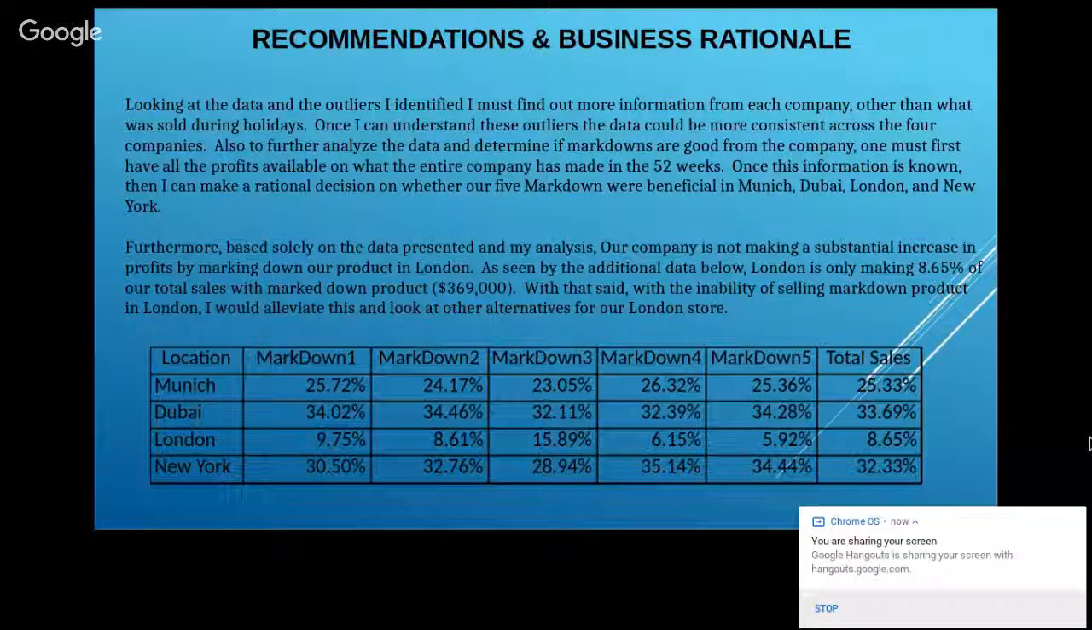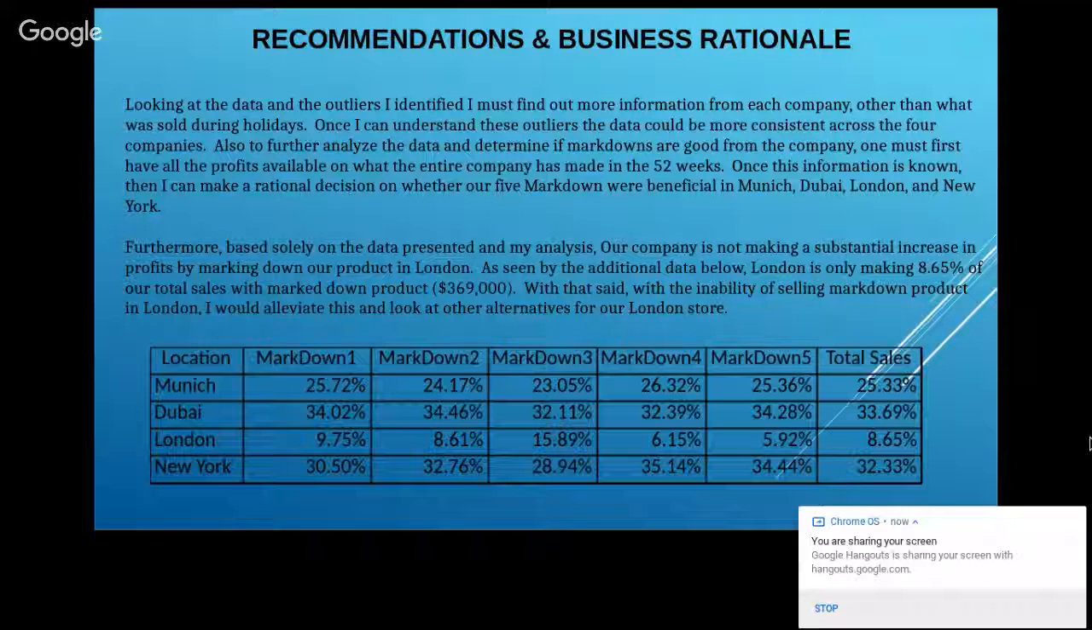Also, to further my analysis, I need to determine if markdowns are good for the company. One must first have all the profits available on what the entire company has made in those 52 weeks. Once this information is known, then I can make a rational decision on whether our five markdowns were beneficial in Munich, Dubai, London, and New York.